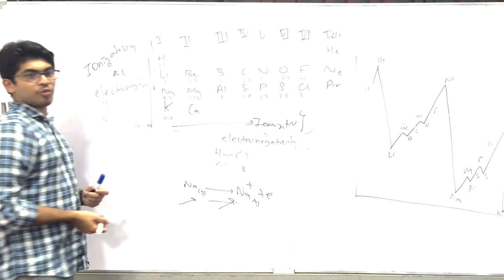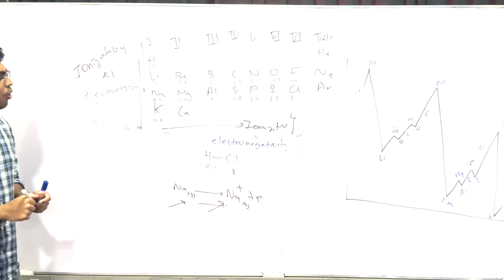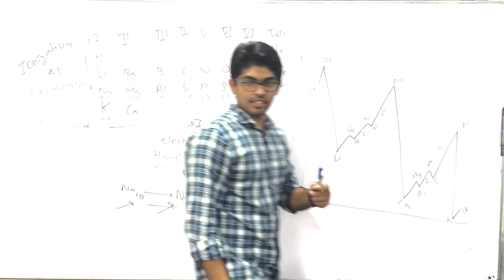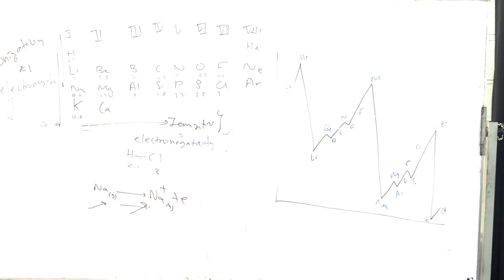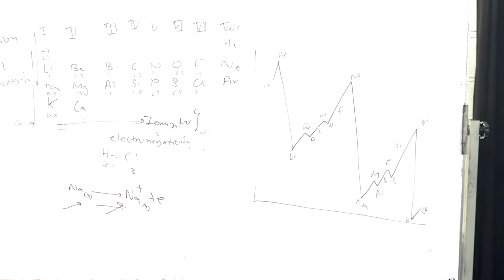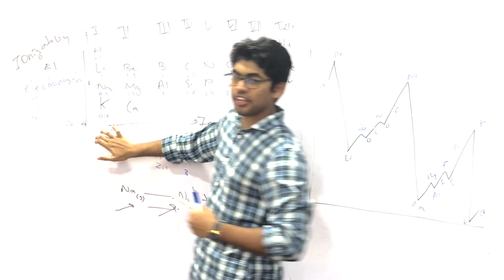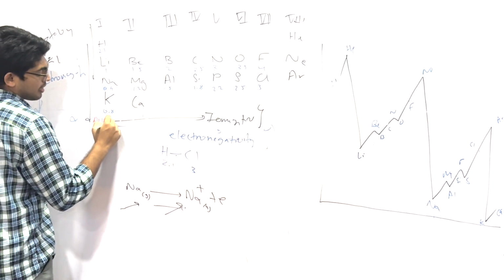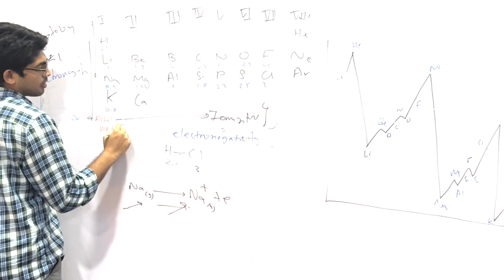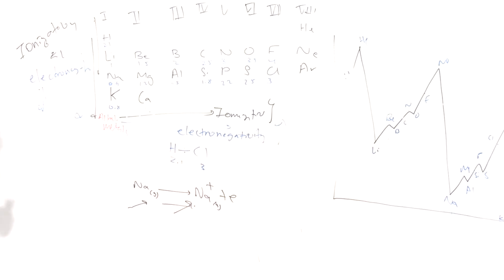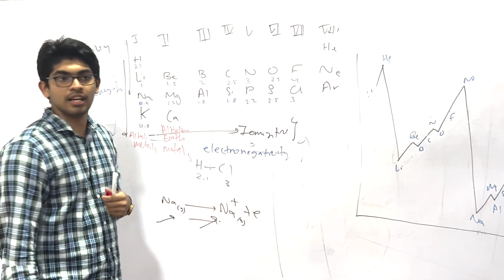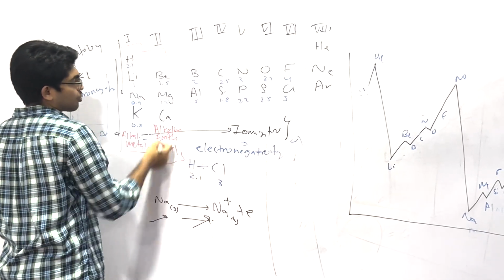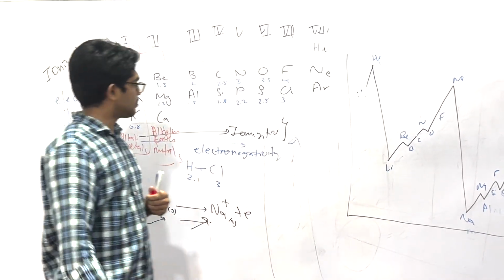So if you look at group 1 and 2, we call them metals. Group 1, we have alkali metals. In group 2, we have alkaline earth metals. So group 1, alkali metals. Group 2, alkaline earth metals.